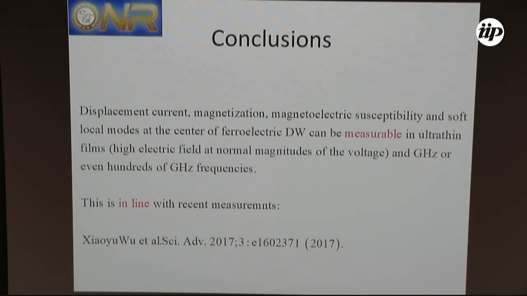So displacement current, magnetization, magnetoelectric susceptibility, and soft local modes at the center of a ferroelectric domain wall can be measurable in ultra-thin films at high frequency, gigahertz. Thank you.